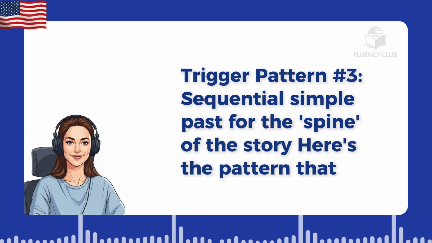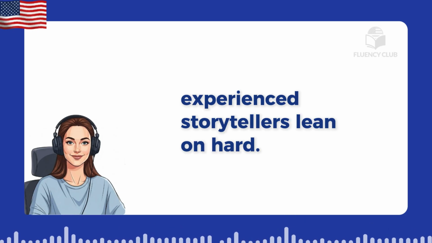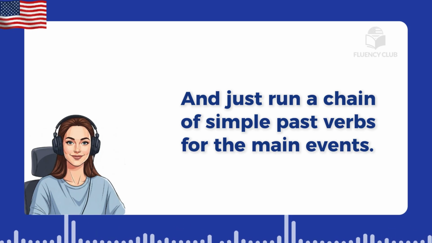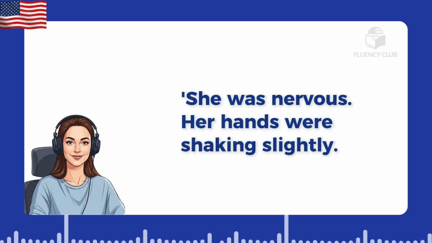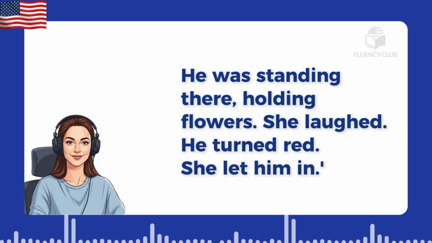Trigger pattern number three: sequential, simple past for the spine of the story. Here's the pattern that experienced storytellers lean on hard. Once you've established the scene with past continuous, you can actually drop it completely and just run a chain of simple past verbs for the main events. She was nervous. Her hands were shaking slightly. She walked up to the door, knocked, waited. The door opened. He was standing there holding flowers. She laughed. He turned red.